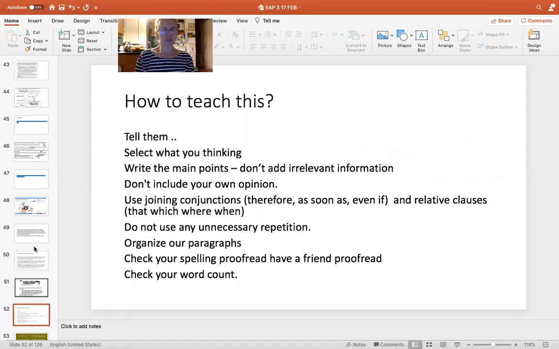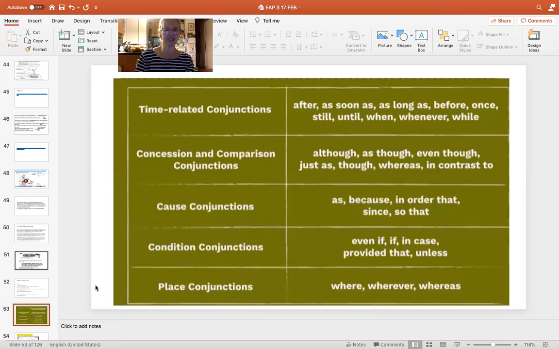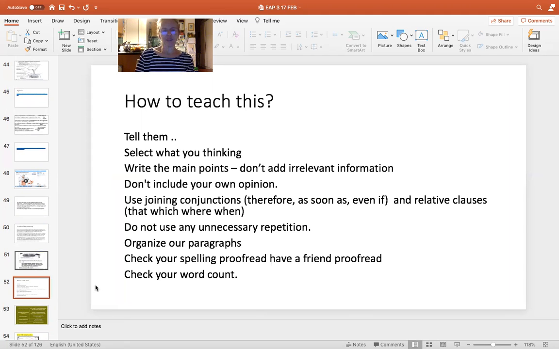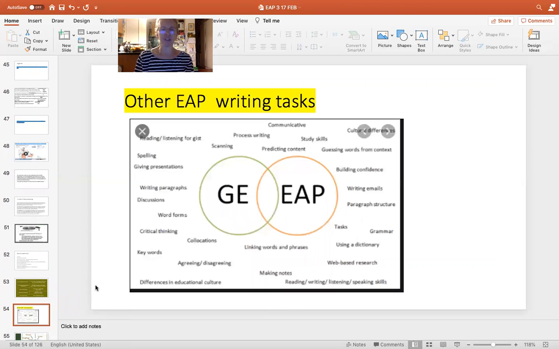And to teach this, well, you'd tell students that they need to keep to the point, don't add irrelevant information. You can't give your own opinion. Use fancy conjunctions like these ones. And no repetition, organise your paragraphs, check spelling, proofread, and check your word count.